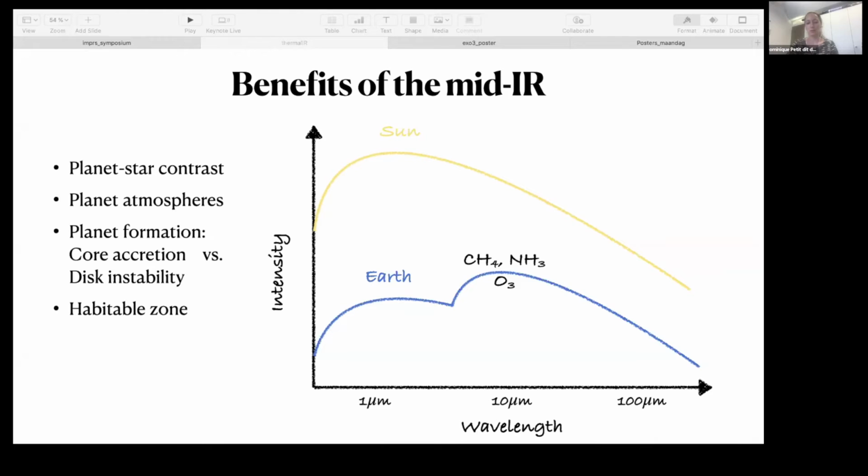Such as core accretion, where the core forms first and then the atmosphere is accreted, or disk instability, where the disk fragments and coalesces into planets.